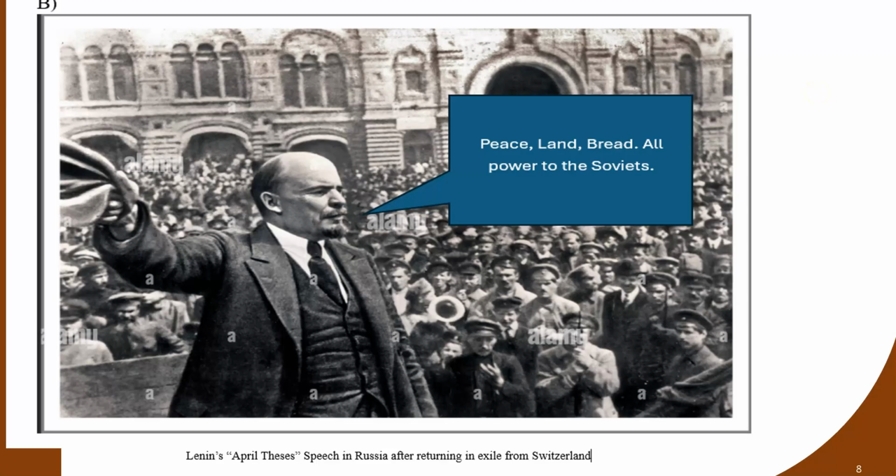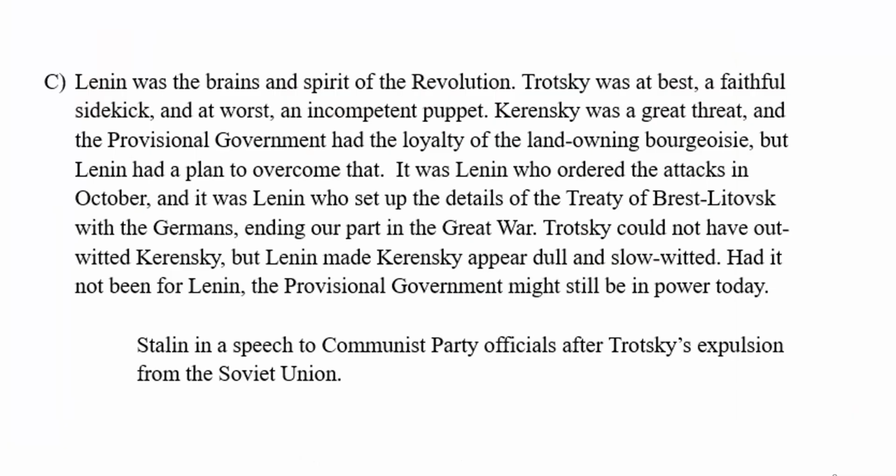So again, now let's go back to this. Trotsky's not even in the picture. So this is a challenge of the statement. Third document, Lenin was the brains and the spirit of the revolution. Trotsky was well, we got to read who said it first, right? Stalin, in his speech to Communist Party officials after Trotsky's expulsion from the Soviet Union. So Lenin was shot right about the time, right at the end of their consolidation of power, and he lived a couple of years past that.